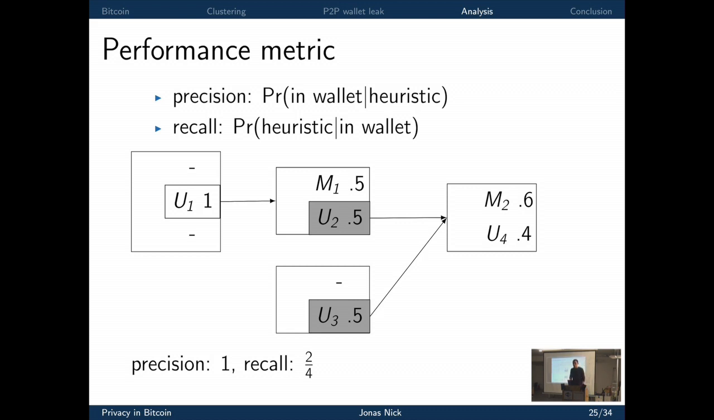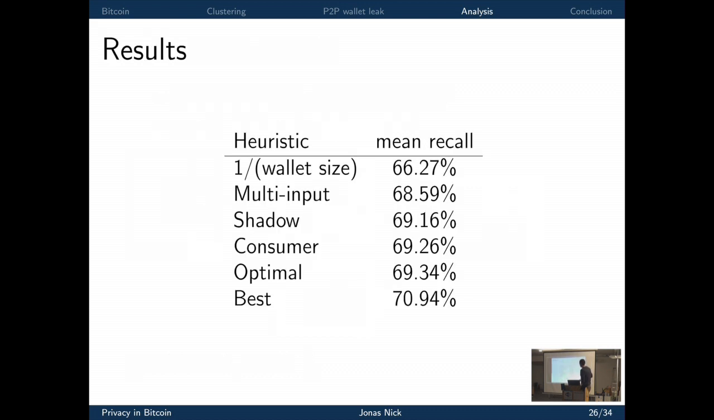In general, we are more interested in the recall because we assume that the precision is very high, because the heuristics exploit wallet behavior, and we kind of know how wallets behave. We can read their source code and observe them. But it's really interesting what the recall is, because this essentially means if you give me 1 public key, how many public keys of your wallet can I discover? So, these are the results.